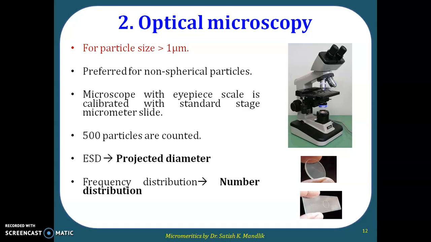The equivalent spherical diameter determined using optical microscopy is known as projected diameter. And as we are counting the number of particles, the frequency distribution is number distribution.